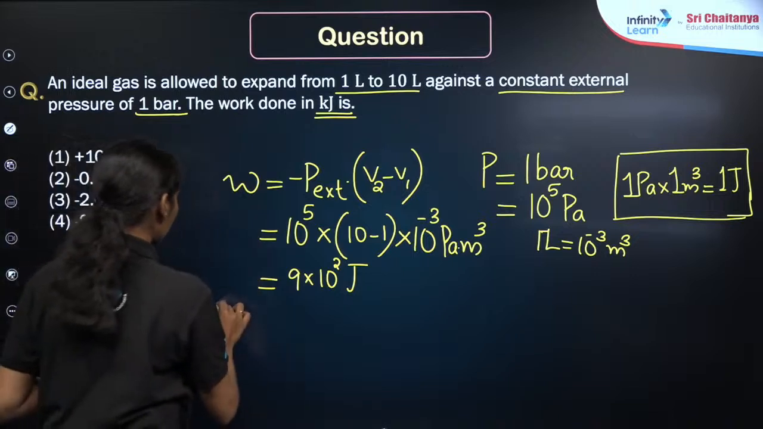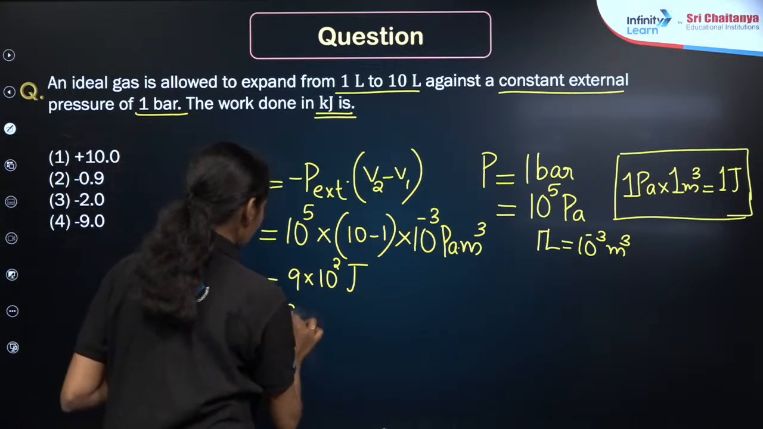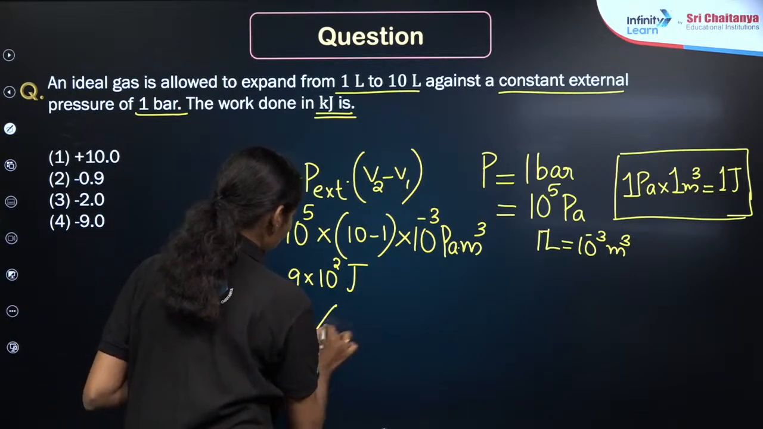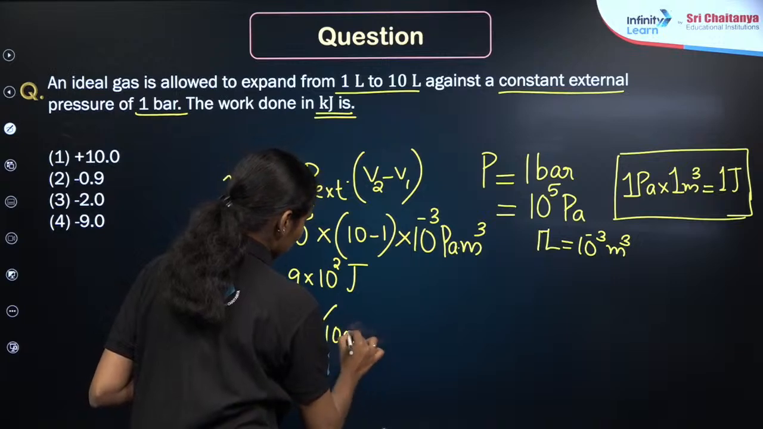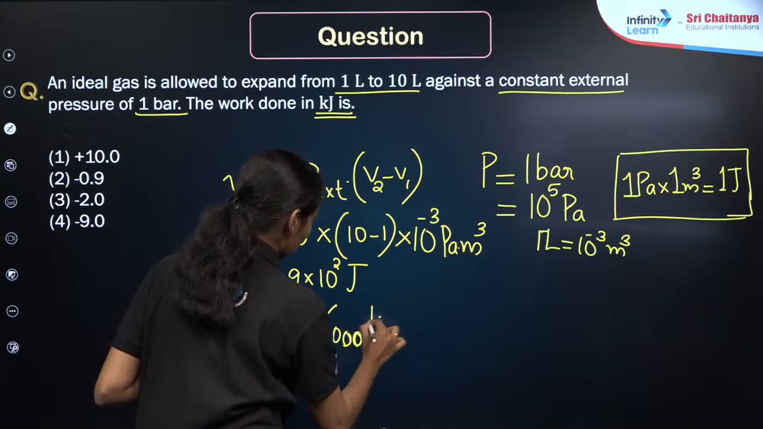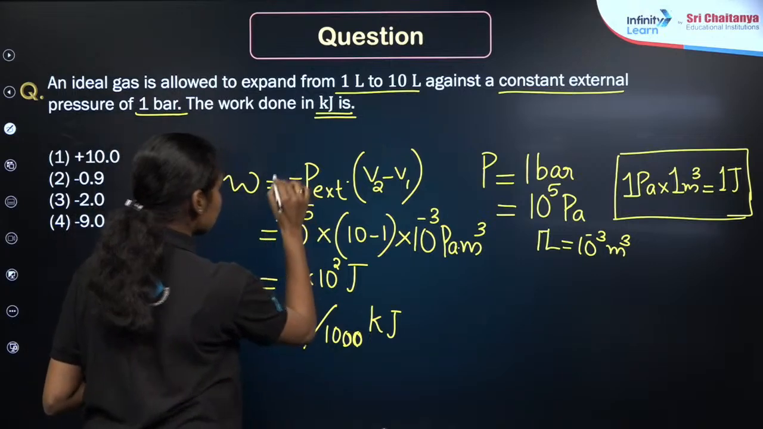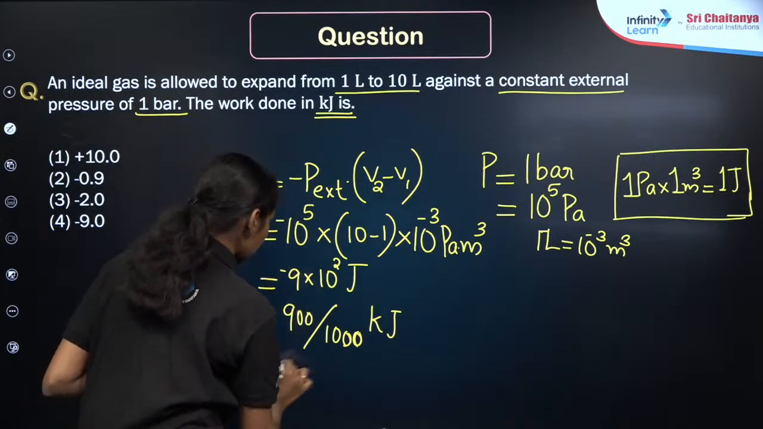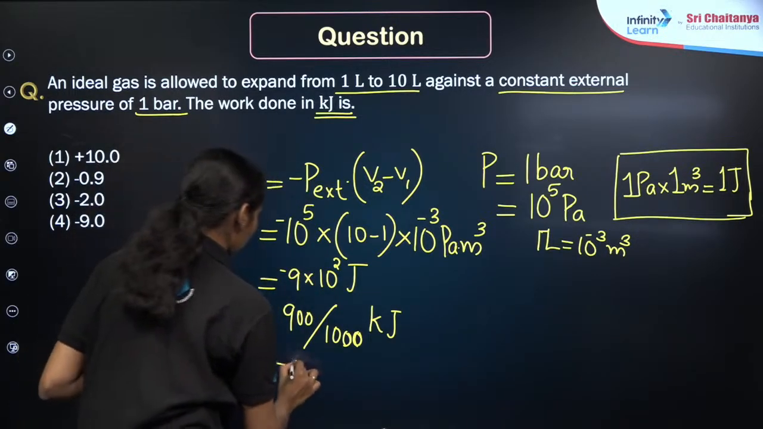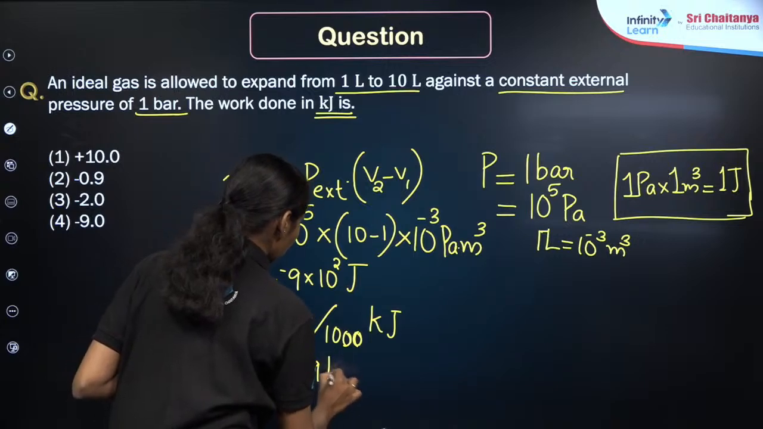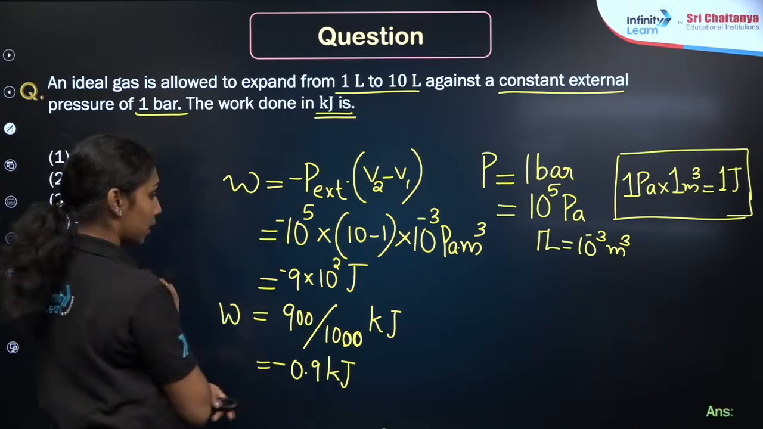Now you have to convert it into kilojoule. So I am taking 900 joule divided by 10 to the power 3, that is 1000. That will be the kilojoule. Then what will be the answer here? The negative sign should be mentioned here. That is equal to minus 0.9 kilojoule, which means option D will be the correct answer.